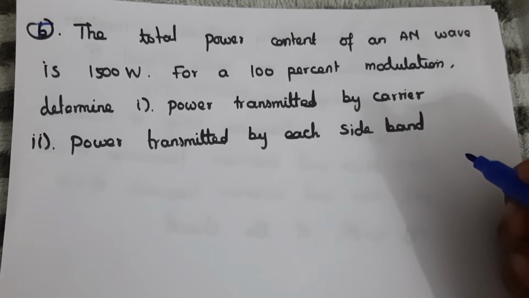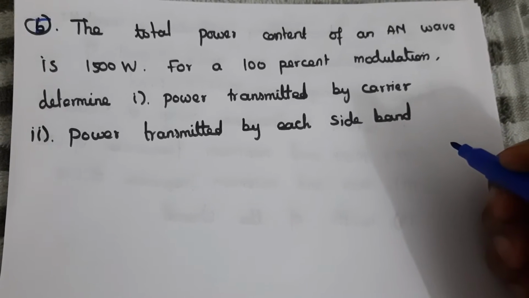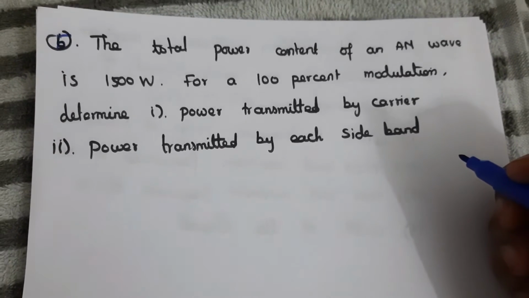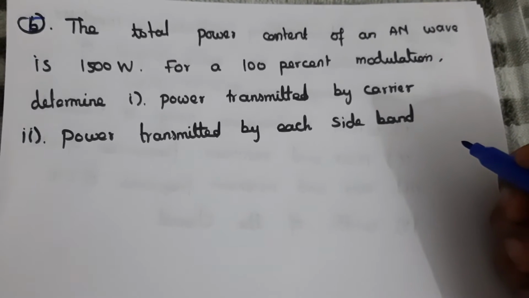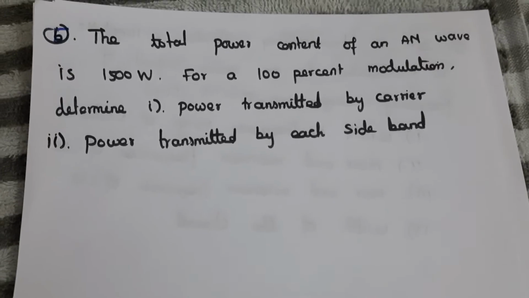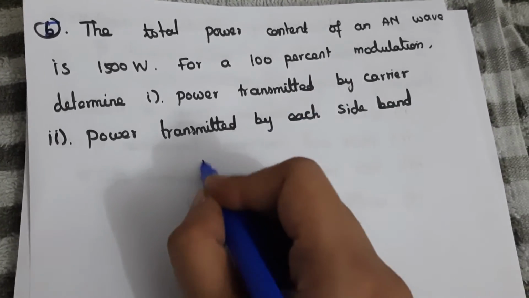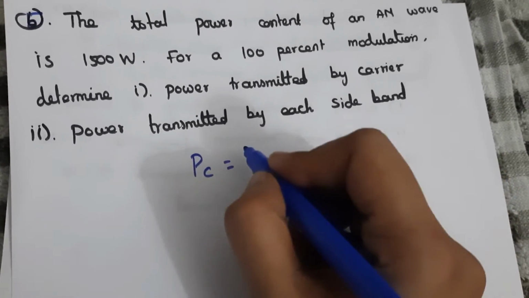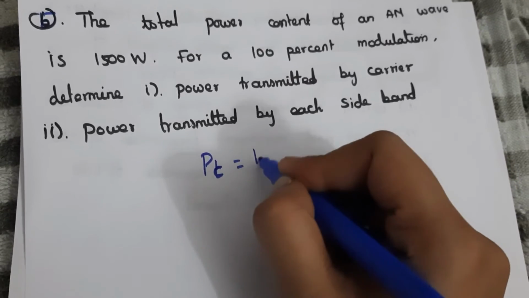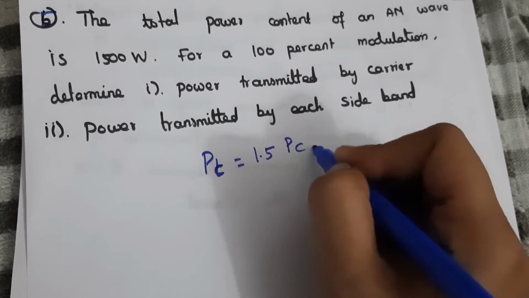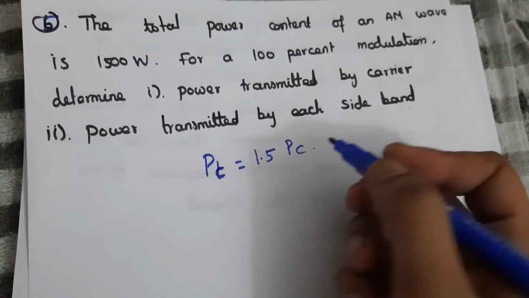Fifth question: the total power content of an AM wave is 1500 watt. For 100% modulation, determine first the power transmitted by the carrier, and second the power transmitted by each sideband. For 100% modulation, the power transmitted by the carrier, that is PC, we know the formula: total power is equal to 1.5 PC, where PC is the carrier power.